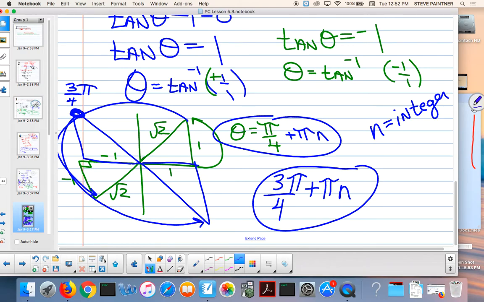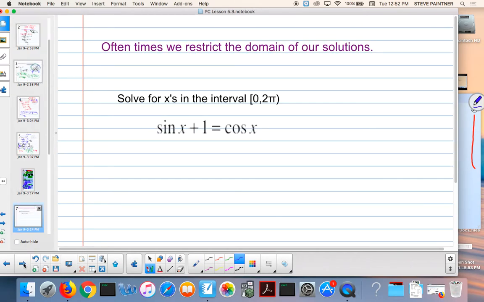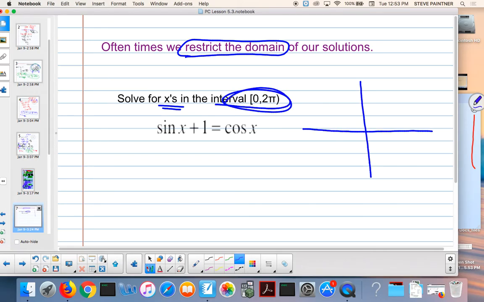Solving equations, you've been doing it for a while. The only thing is now you're doing the trick. All right, last one. Oftentimes we restrict the domain. Sometimes there's a restriction and you just have to listen to what the book, the test or the quiz is telling you. Here it says solve for x in the interval 0 to 2 pi. So all you have to think about is from here to here, where are your answers? That's it. Don't say plus 2 pi n, because you're just going 0 to 2 pi.